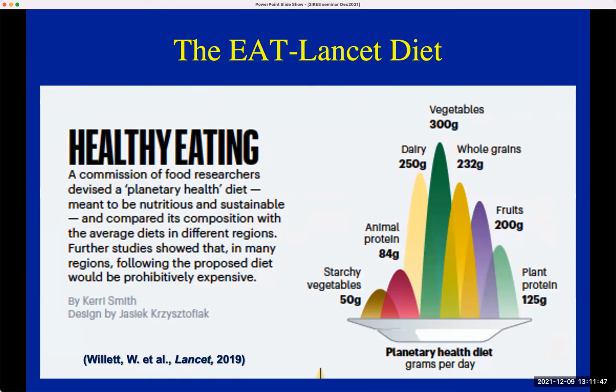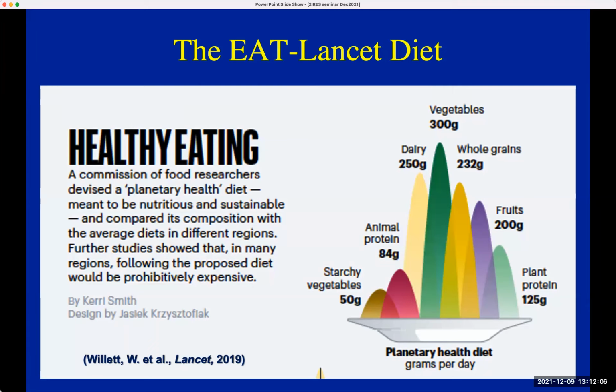A diet plan that came out is very controversial, or I should just say it's controversial. The EAT-Lancet diet came out a couple of years ago. It's incredibly strict, but it's mainly half eating fruits and vegetables. But it's really restrictive on protein.